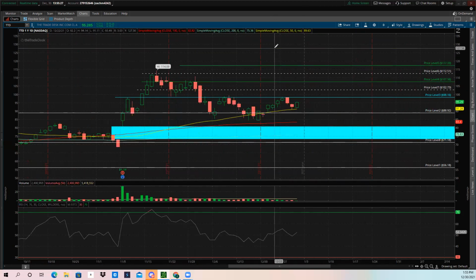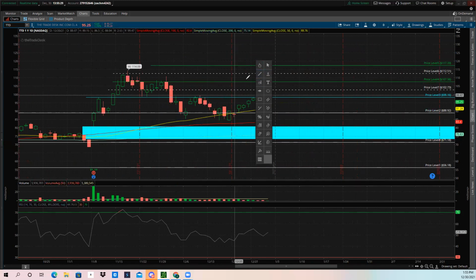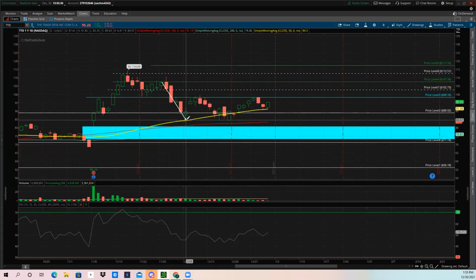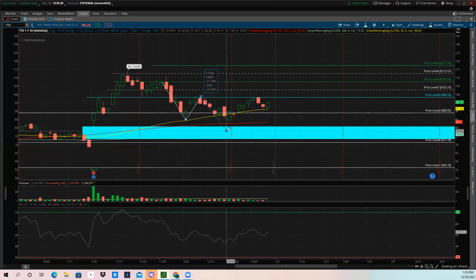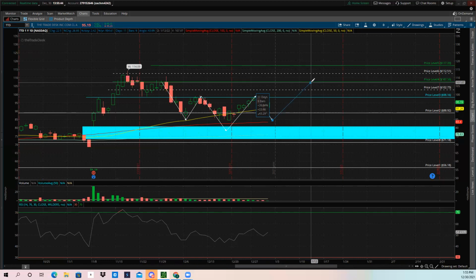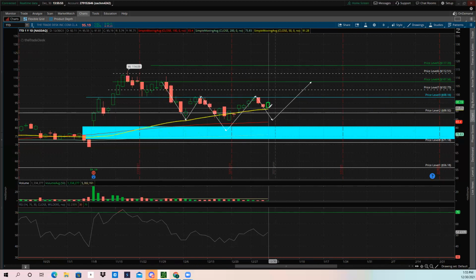If you look here, this is kind of how I got these levels. We have a very, very nice inverse head and shoulders on the daily chart. That's this right here. I'll draw it up for you guys, and it would look like this. This is our neckline that we need to break out. This is our breakout level. Now we're pulling back already. We're forming a little bit of a right shoulder.